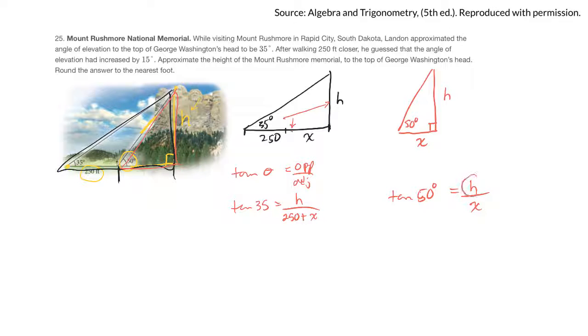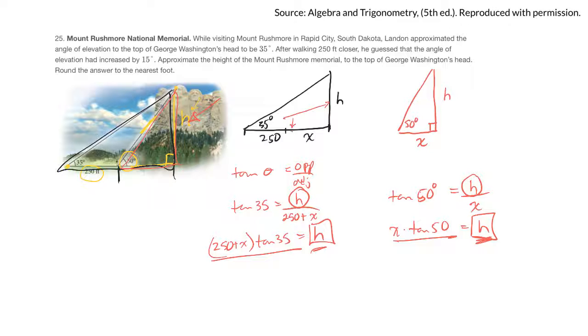Now, since both h's are the same, I can solve for h. So let me take this 250 plus x to the left side and multiply it by the tan of 35, and that'll give me h. Same thing over here, I'll get x times the tan of 50 is equal to h. Now these h's have to be the same height. They're both talking about the same height. So if this is equal to this and this is equal to this, then 250 plus x times the tan of 35 must equal x times the tan of 50. And from that point, you can solve.